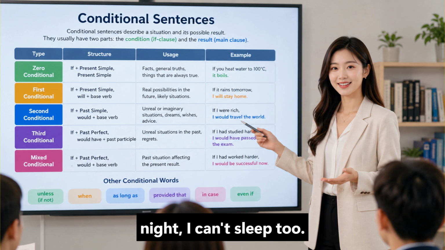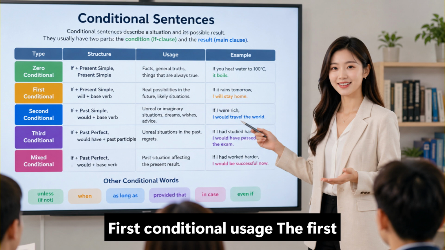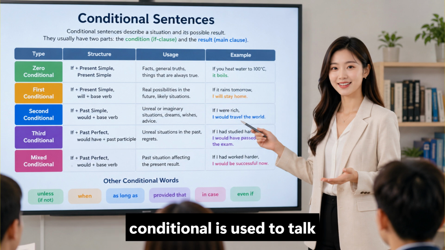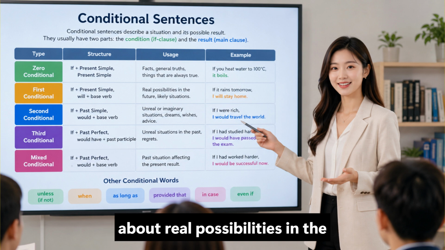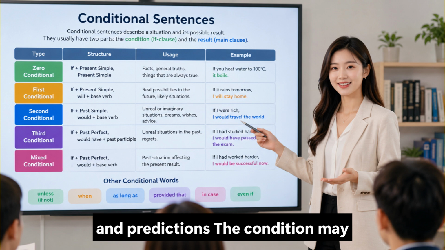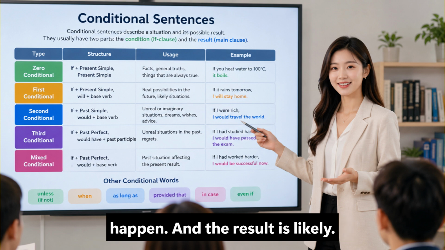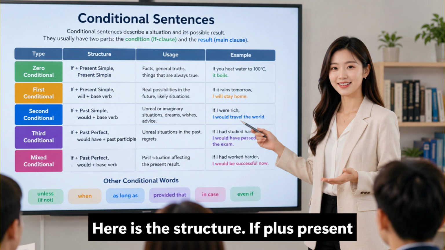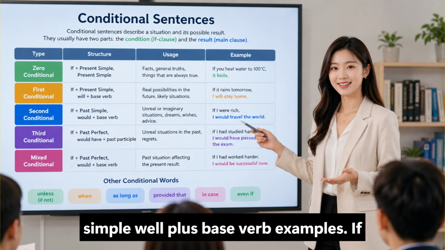2. First conditional. Usage: the first conditional is used to talk about real possibilities in the future, likely future situations, plans and predictions. The condition may happen and the result is likely. Here is the structure: if plus present simple, will plus base verb.